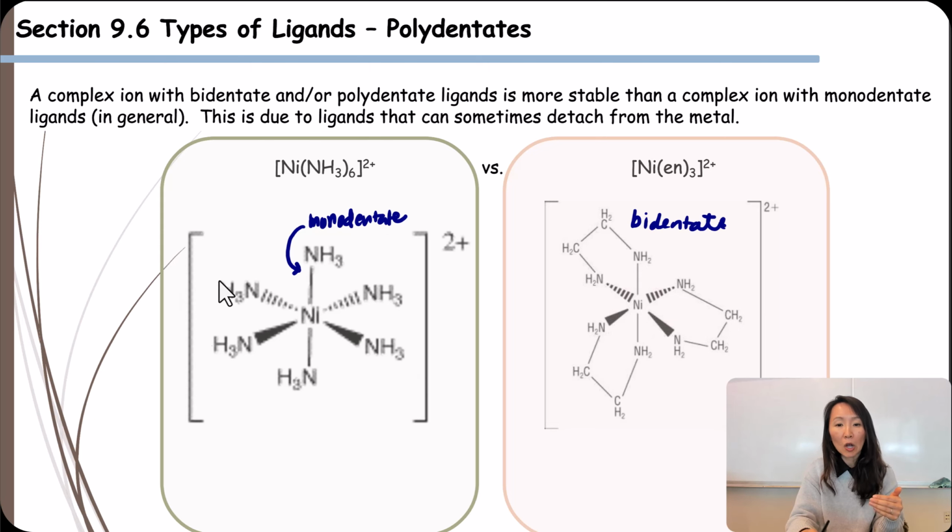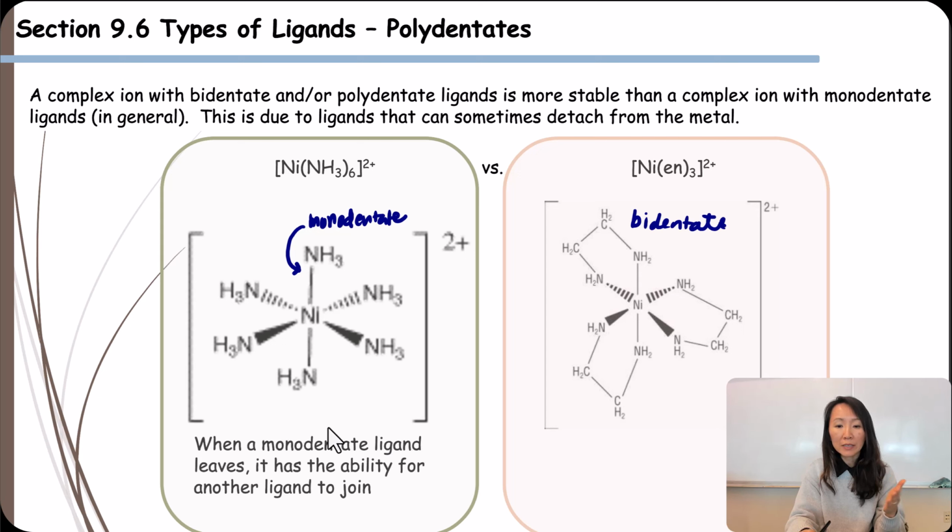So why is this complex less stable? That's because when a monodentate has a potential to leave, they can just leave and come back. But once they do leave, another ligand can take its place. For example, for this one, NH3, say that it leaves and wants to come back, but there's another ligand floating around, say water, it can take its place fairly quickly.